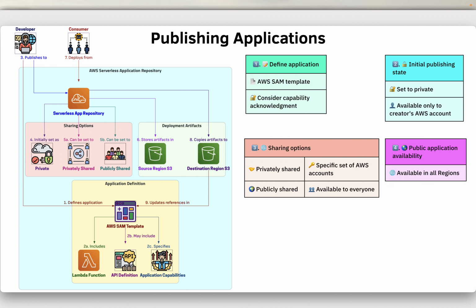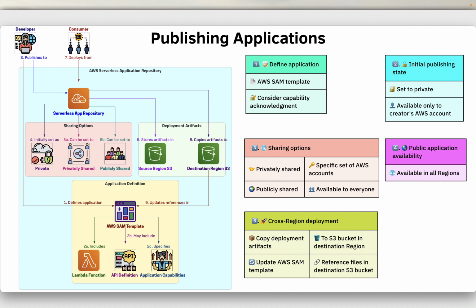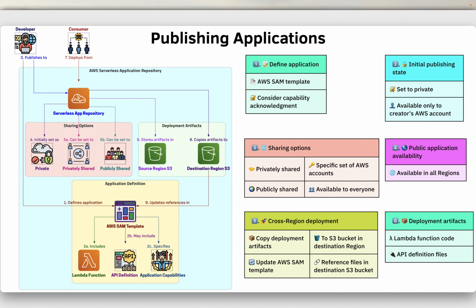When an application is set to public, it becomes available to consumers in all AWS regions. For cross-region deployments of public applications, the AWS Serverless Application Repository copies the application's deployment artifacts to an Amazon S3 bucket in the destination region. It then updates the AWS SAM template to reference these files in the destination S3 bucket. Deployment artifacts can include various components such as Lambda function code and API definition files.